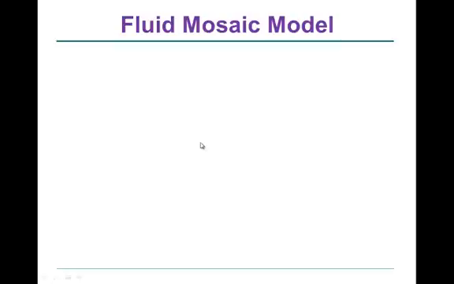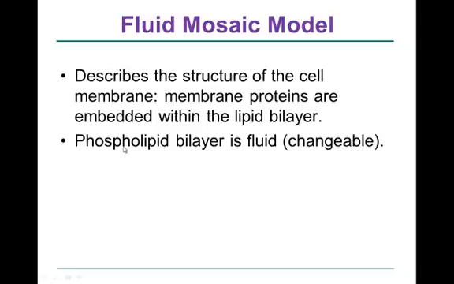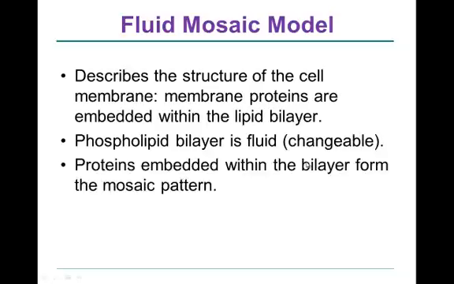We have a name for the conceptual model of the cell membrane. We call it the fluid mosaic model, and it describes the structure of the cell membrane, and it simply says that membrane proteins are embedded within the lipid bilayer, the phospholipid bilayer. The phospholipid bilayer is fluid, and the word fluid here doesn't necessarily mean liquid, it means changeable. And in fact, the phospholipids are always moving around. The proteins embedded within the bilayer form a pattern or a mosaic.